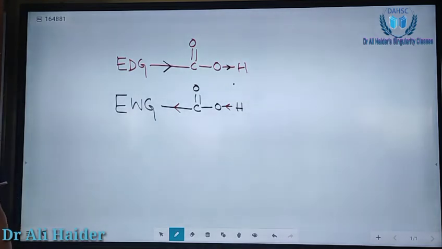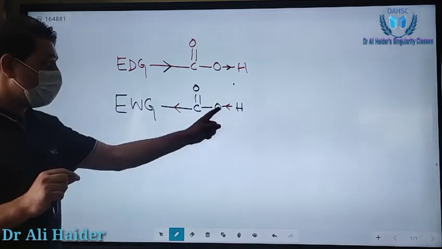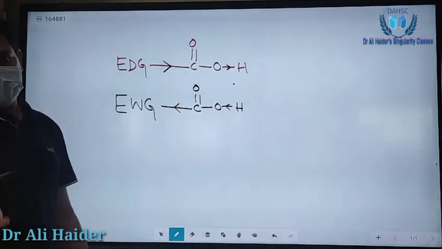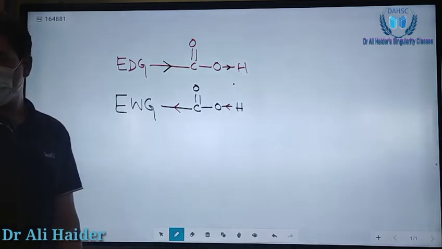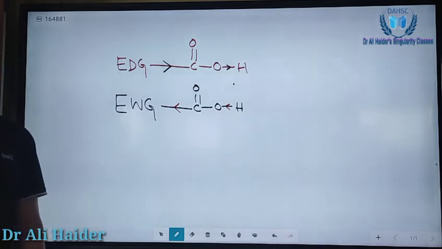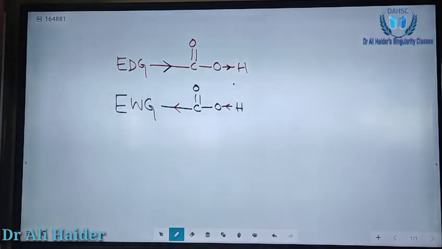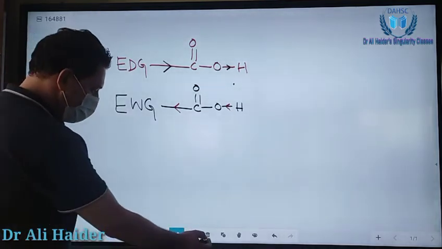You got it? Yes, sir. So this electron withdrawing group will decrease this OH bond strength, and obviously H plus ion will be easily released, so acidity will increase. You got it? So this is the reason why these electron donating groups decrease acidity and why these electron withdrawing groups increase acidity. You got it? So let me directly go to the example.